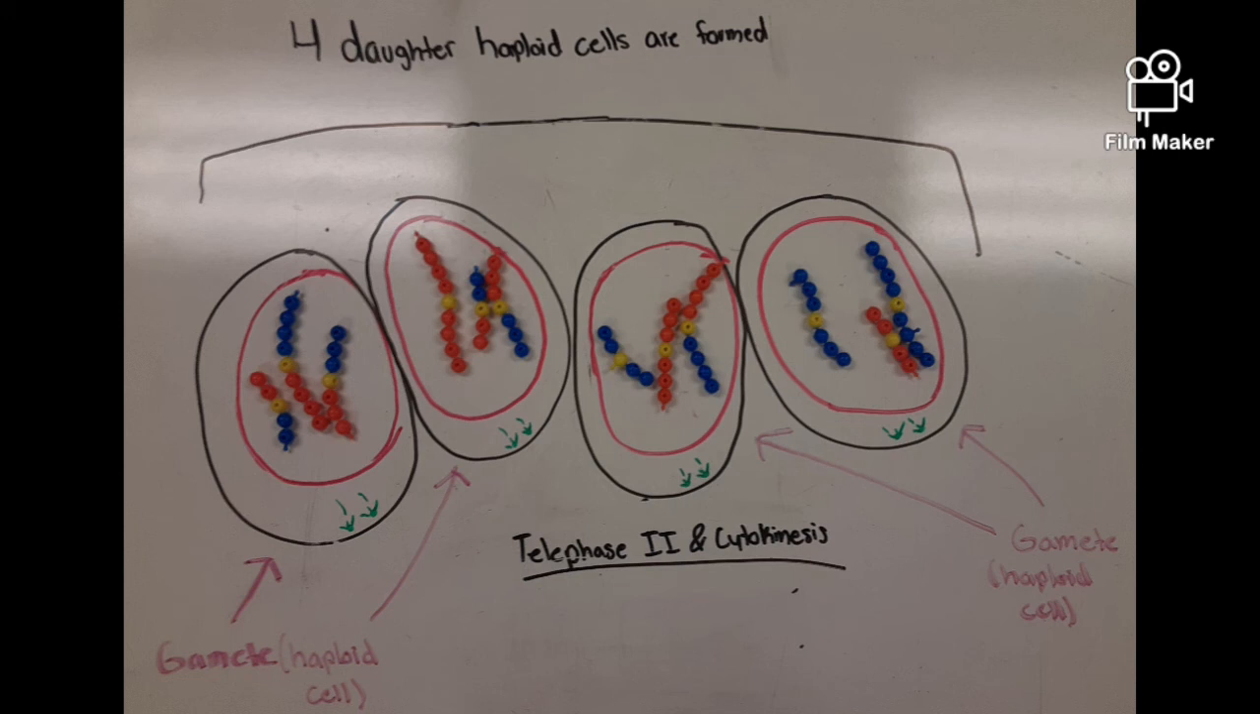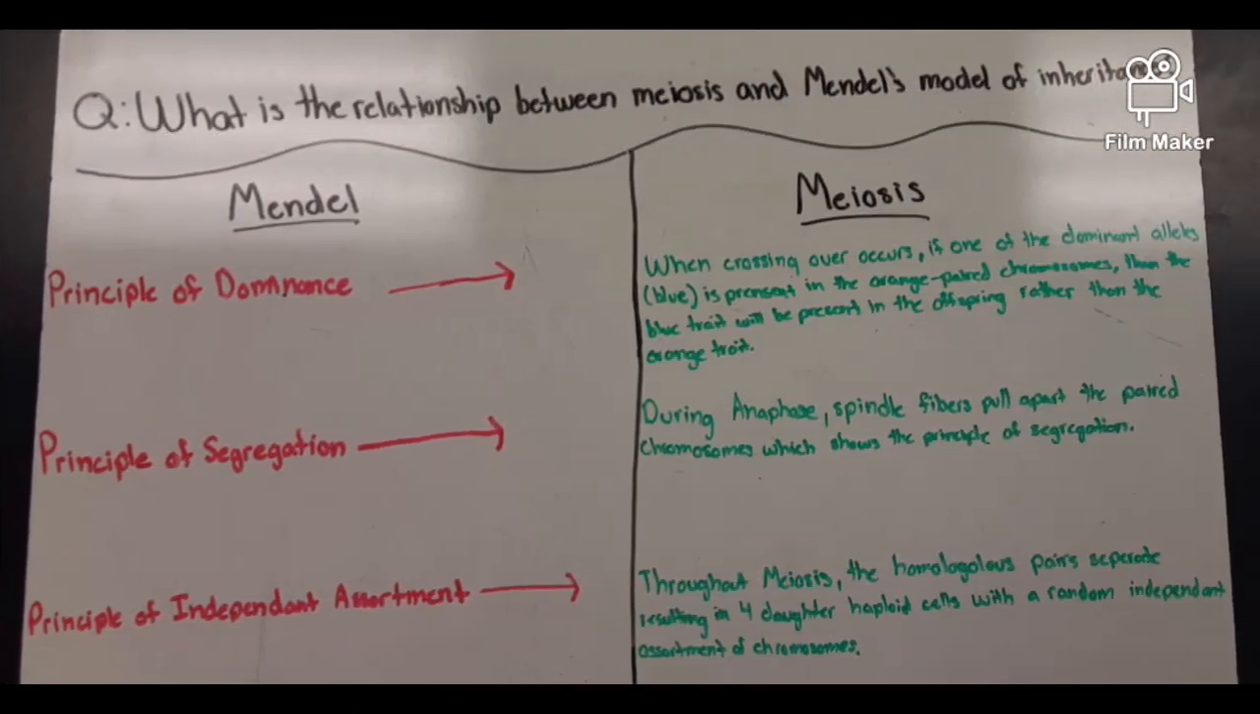And voila! This is the whole entire process of meiosis I and meiosis II in order to get four haploid daughter cells. But wait, there's more. There's an essential question that needs to be answered before we finish up. What is the relationship between meiosis and Mendel's model of inheritance? The answer?